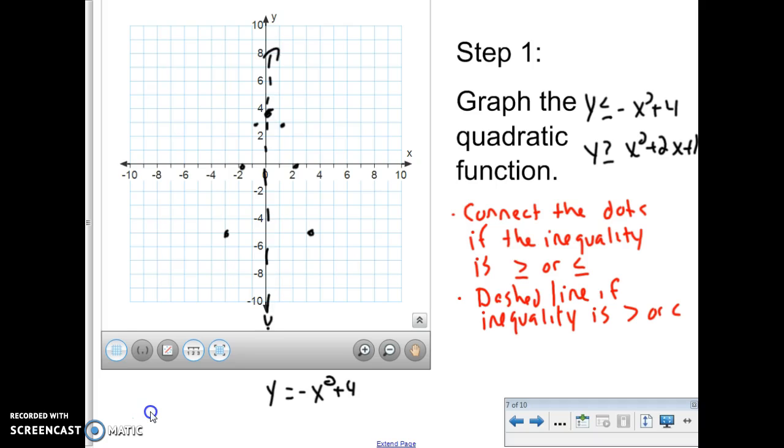Now I'm going to connect the dots with a solid line like this, because it's equal to.